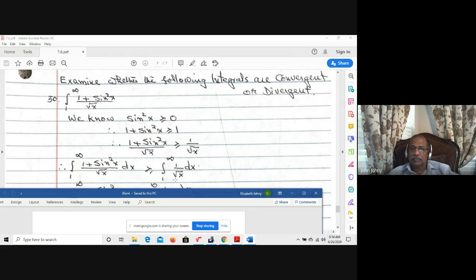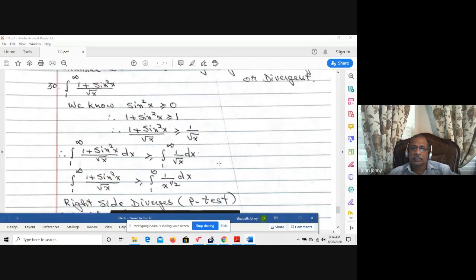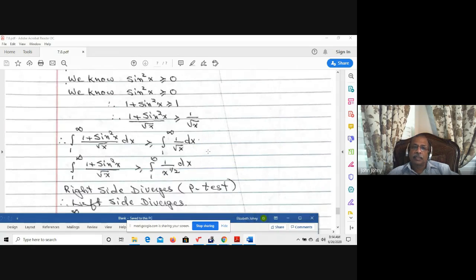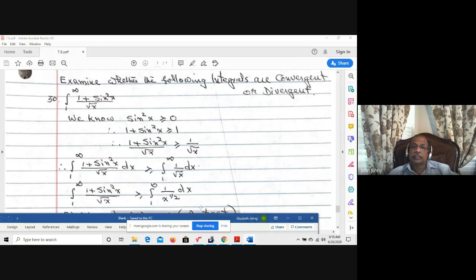1 over square root of x means 1 over x to the 1/2. 1/2 is less than 1. Therefore, the right side is divergent by the p test. Since the right side is divergent, the left side, which is greater, is also divergent. This is the p test. So you use the comparison test and the p test. That is because of the presence of sine squared x or cos squared x or sin x or cos x. In most of those cases, the comparison test will help you.